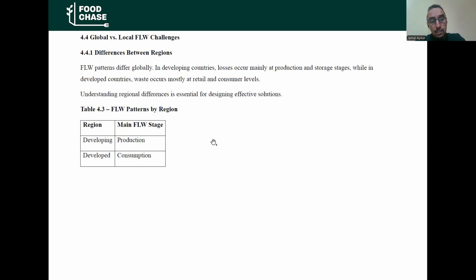As you can see in this table, food loss patterns by region. For developing regions, for example, it is production. It's the main food loss stage. However, for developed countries, the main food loss is at consumption.